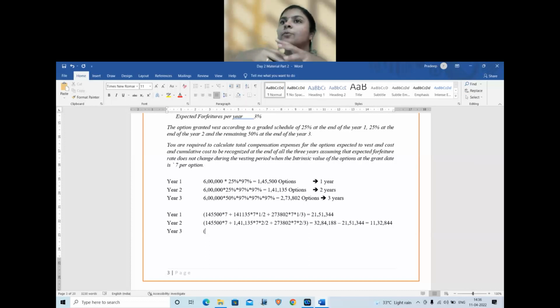Now third year, let's calculate the cumulative value. Cumulative value means for all the 3 years put together, what is the total expense? 145,500 into 7 plus 141,135 into 7 plus 273,802 into 7, minus whatever is the total expense recognized for year 1 and year 2, which is 32,84,188. Six lakh 38,871.